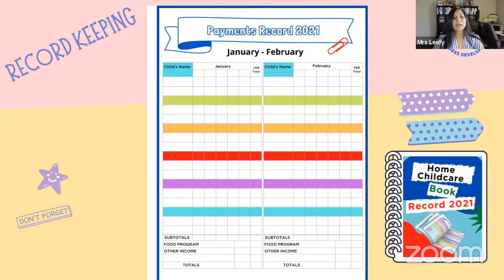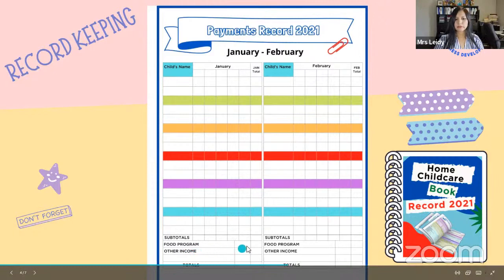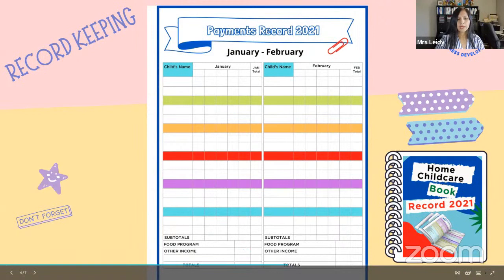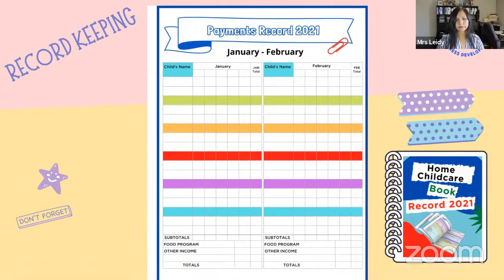Then I also get money from the food program. As you guys know, if you are enrolled in the food program, you're gonna get money from the food program, and that's the information I will put here. Every month they pay me. I also get income from a subsidy program. So here I put just the total. And at the end of these 2 months, I have a total.